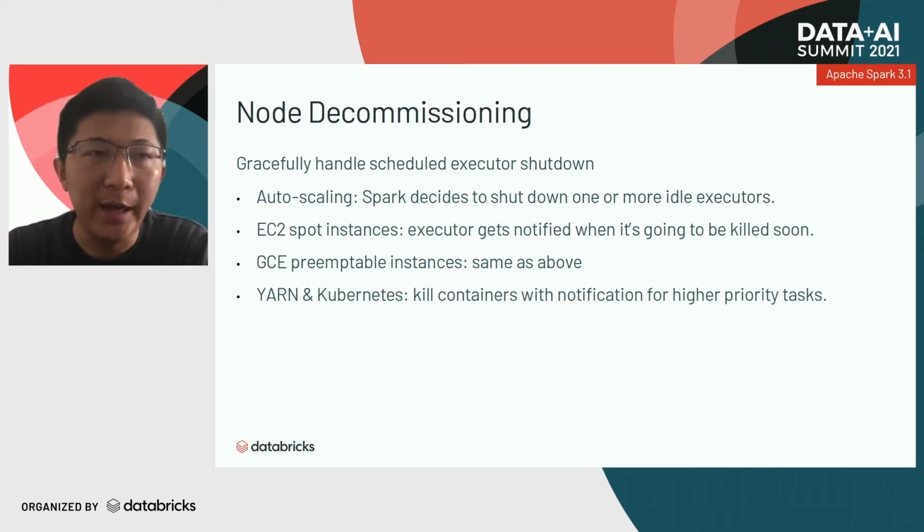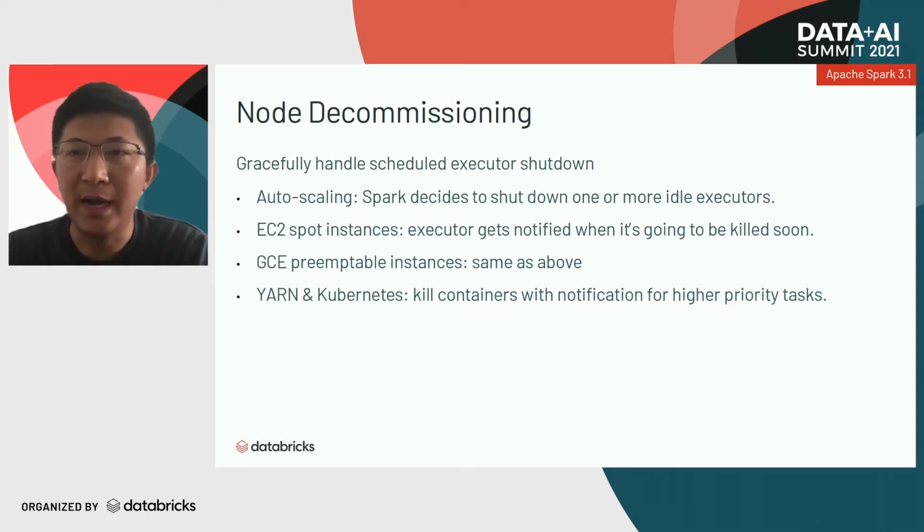It can gracefully handle scheduled executor shutdown. Executor shutdown is fine to Spark, but it has cost. So first, all the running tasks on the executor are wasted and need to be rescheduled. Second, the RDD cache blocks and shuffle files on the executor are lost and need to be recomputed later.